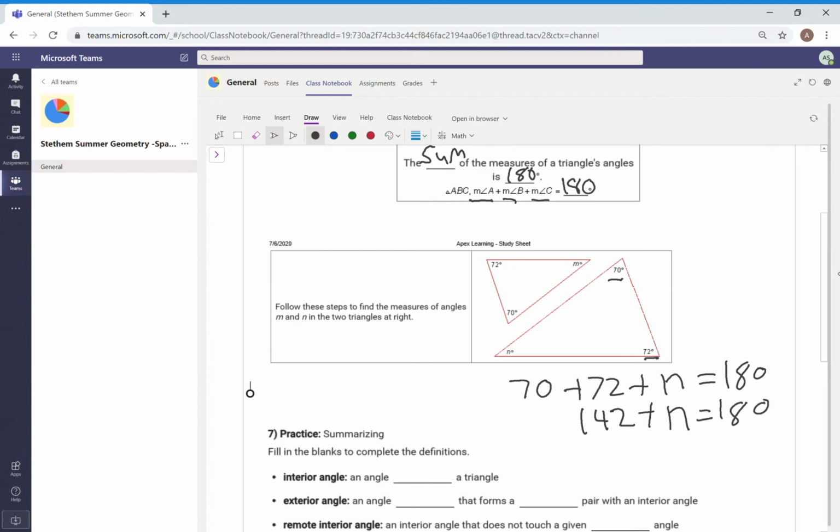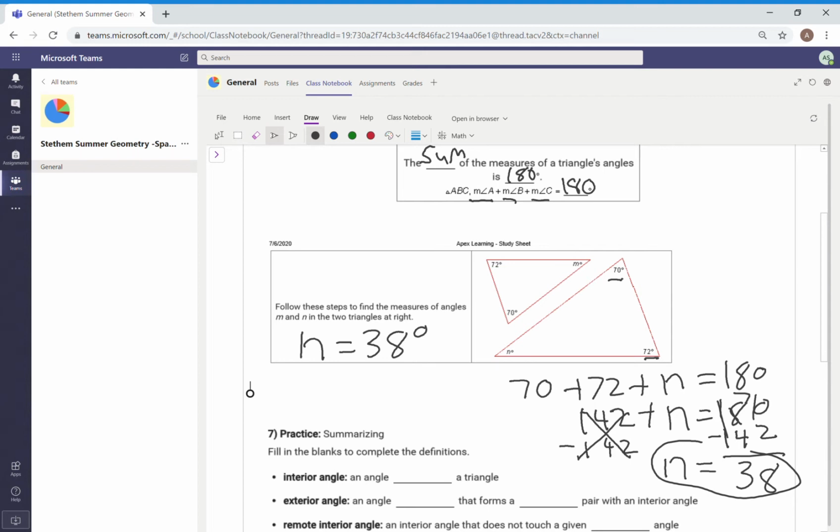Solving for a variable, since this is positive, to get it to my other side, I need to do the opposite action of subtraction. So I'm going to subtract 142. The positive and negative cancel out. I'm left with N equal to, right, 10 minus 2 should give me 8, and 7 minus 4 is 3, and then my 1's would also cancel. So in this case, N should equal 38 degrees. Okay, so it's just about adding up and subtracting from 180.